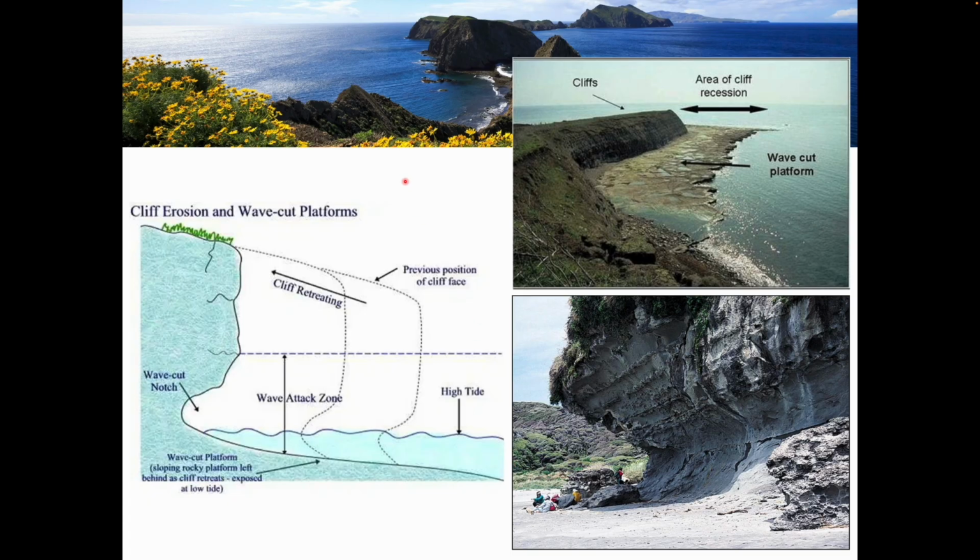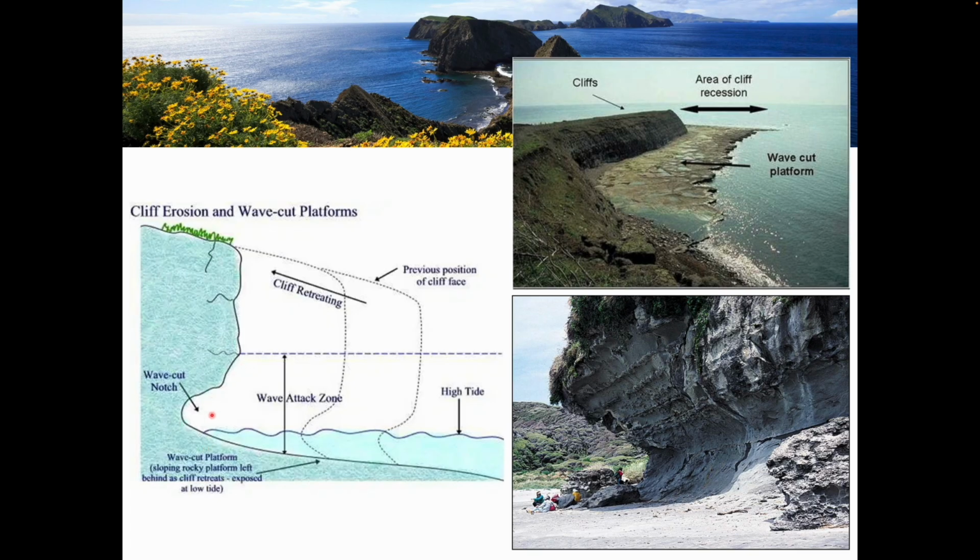The repeated action of waves against the base of cliffs causes those cliffs to erode and creates something called a wave-cut platform. The energy of the waves attacks the base of the cliff at the place called the wave attack zone, and this is the area that sees the strongest physical erosion.